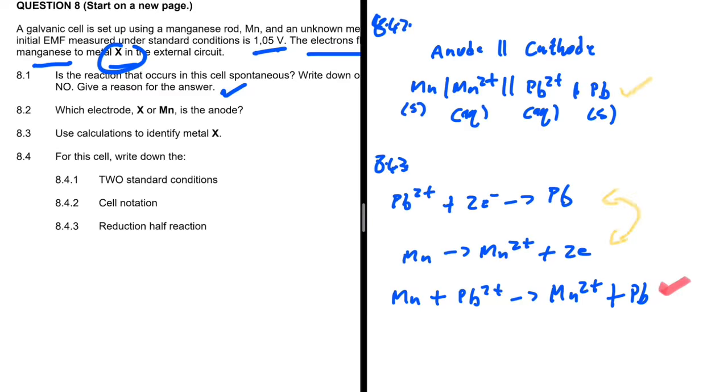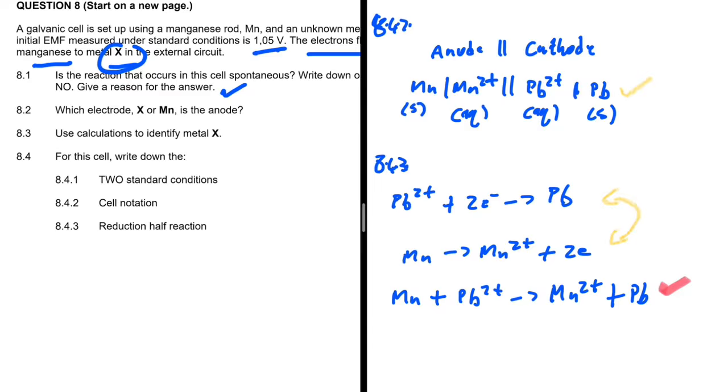What is a reduction? Reduction is the gaining of electrons. So the oxidizing agent is a substance that gains electrons, or rather a substance that is being reduced. That is the answer to 2.1. Let's take a look at 2.2.